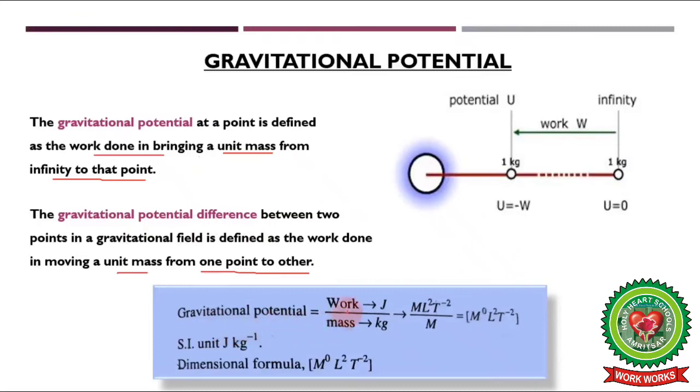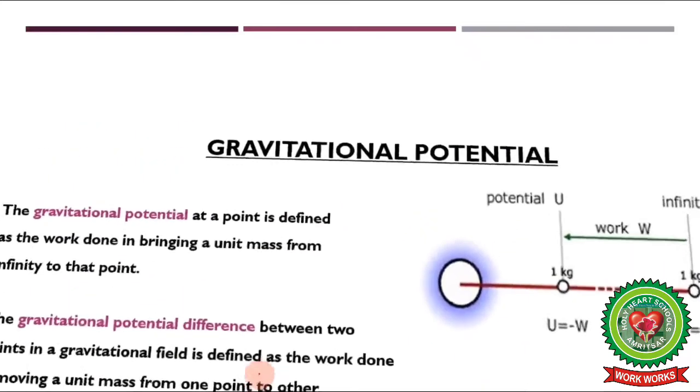Now, gravitational potential is equal to work divided by mass. Work's SI unit is joule, mass's SI unit is kilogram. Its dimension formula is ML²T⁻² for work divided by M for mass, which gives us M⁰L²T⁻². We get that the SI unit of gravitational potential is joule per kilogram, and its dimensional formula is M⁰L²T⁻².